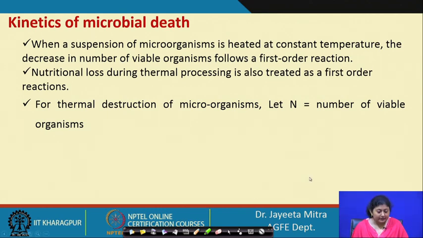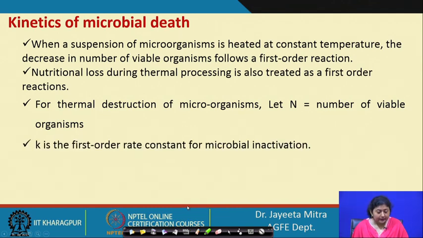So, if we elaborate the case for thermal destruction of microorganisms, let n be the number of viable organisms and k the first order rate constant for microbial inactivation. Then we can represent dn by dt equal to minus k n. That is, with time the number of viable microbial count equals minus k, the first order rate constant, times the number of viable microbial count at that time. The minus sign shows that the number of microorganisms decreases with time.